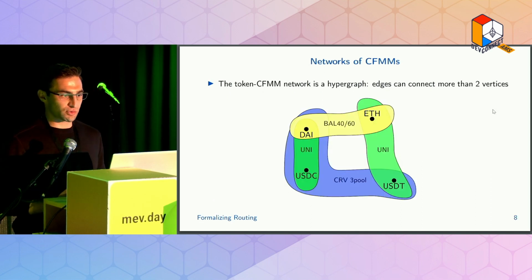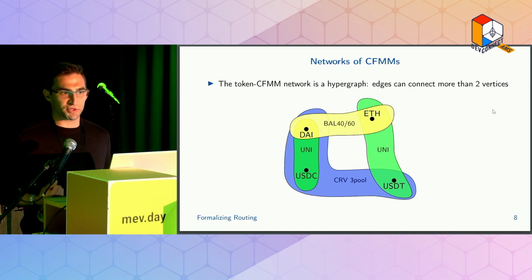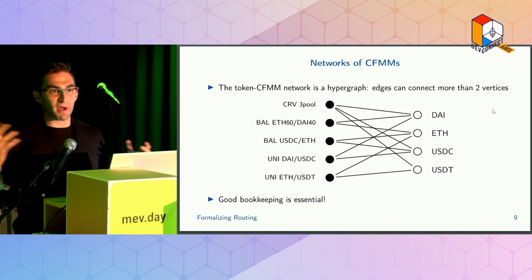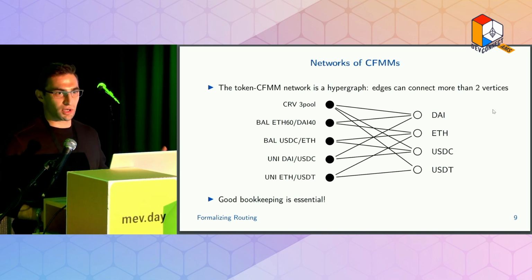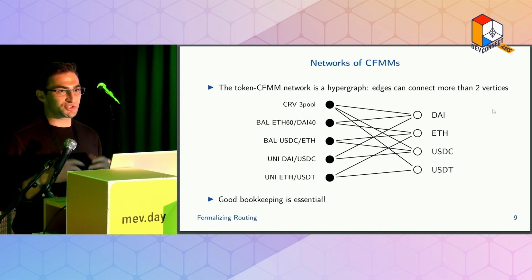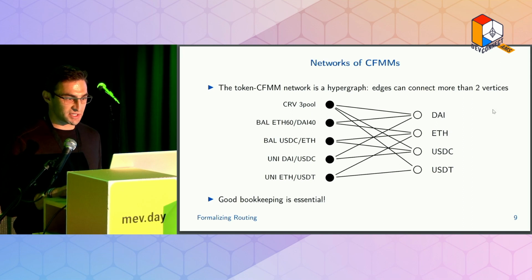So I think a more natural representation of this is a hypergraph. And this is just a generalization of a graph where edges can connect more than 2 vertices. So here, for example, you see that the Curve pool has DAI, ETH, and USDT in it. DAI, ETH, and USDC in it. Another way to look at a hypergraph is essentially you have this bipartite graph where your CFMMs are on one side, your tokens are on another side, and each CFMM is associated with some number of tokens. Similarly, you can trade each token in some number of CFMMs. So essentially, this just increases the complexity a lot from the first case we saw, and good bookkeeping is essential.